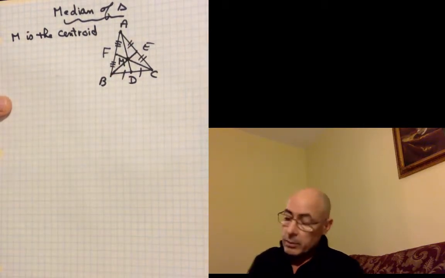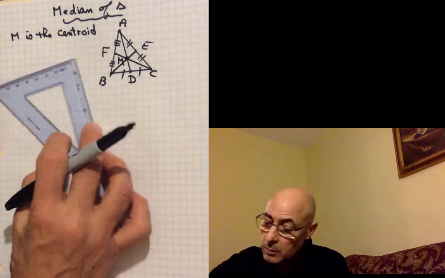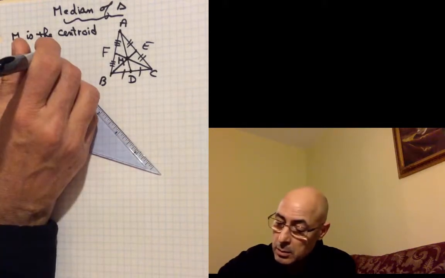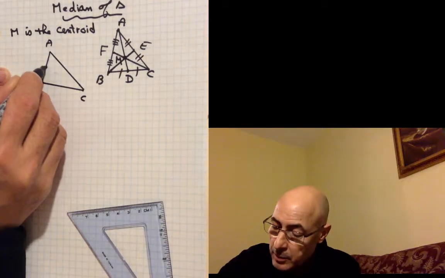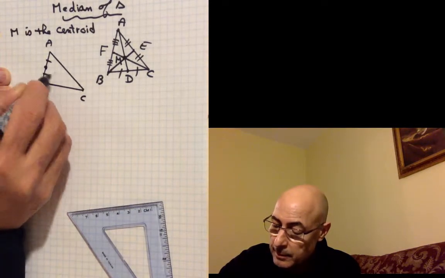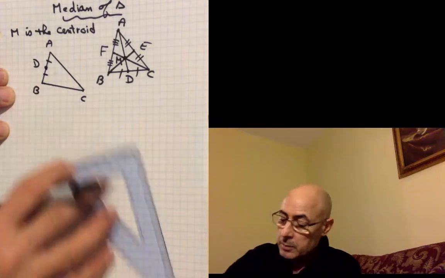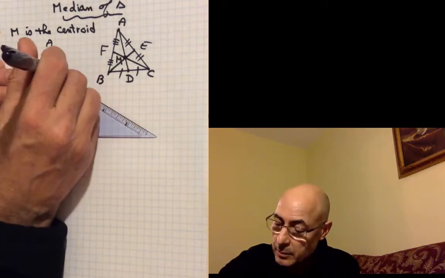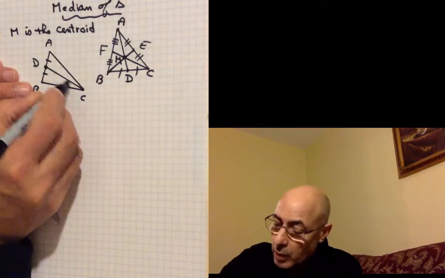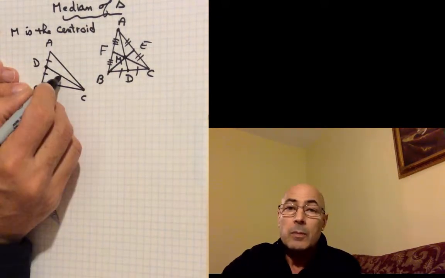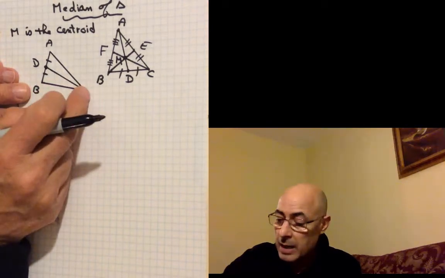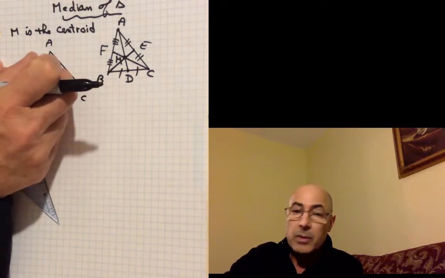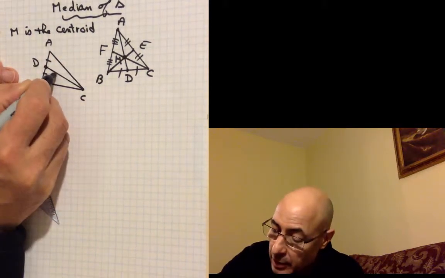So let's do another triangle so it's clear. I'm going to do one median. So this is the midpoint, point D. I'm going to connect CD, that's a median. So the centroid is going to be on this median in a spot which divides CD into two parts. One of them is double the measure of the other one. So it's going to be around here.